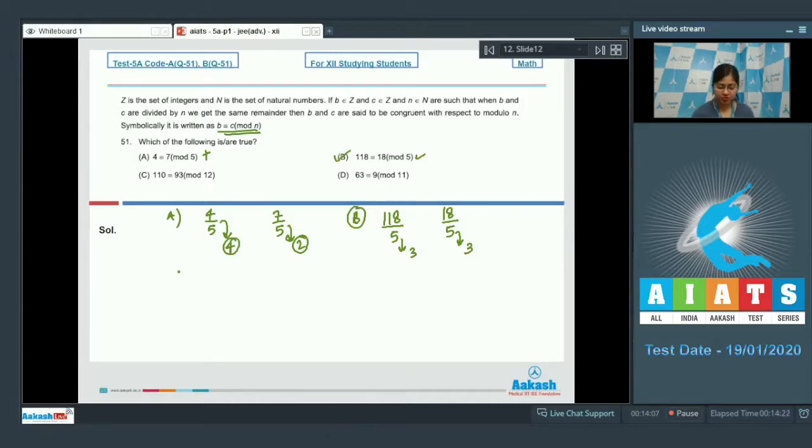Let's check the other options also. Option C says, if we divide 110 by 12 and 93 by 12, do we get the same remainder? Here we get 2 and here we get 9, so these are different. Similarly in option D, when we divide 63 by 11 and 9 by 11, here the remainder is 9 and here the remainder is 8. So these are different and this is also incorrect. So the correct answer is option B.